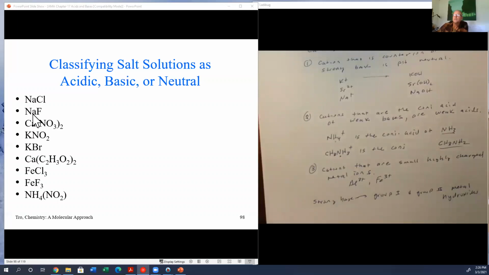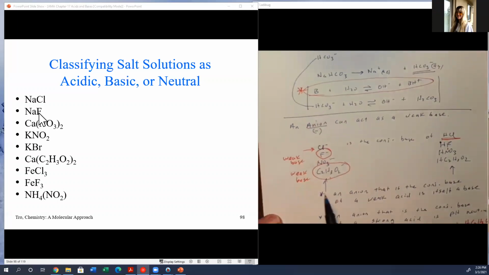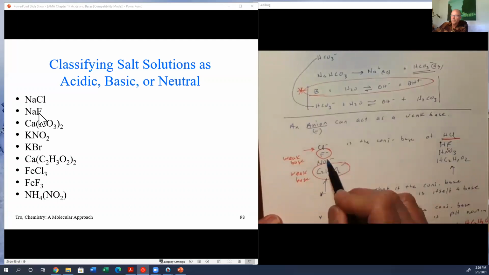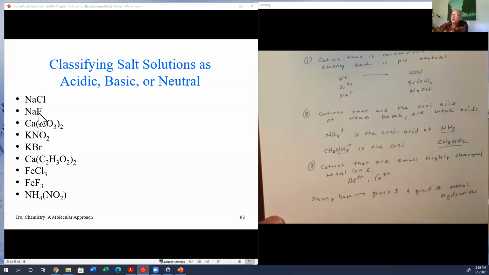Okay. Sodium fluoride. What do I know about Na+? Neutral. What do I know about F-? Weak base, right? F- is the conjugate base of HF. HF is a weak acid, so F- is a weak base. So what can we say about a solution of sodium fluoride? Basic. Yep, perfect.